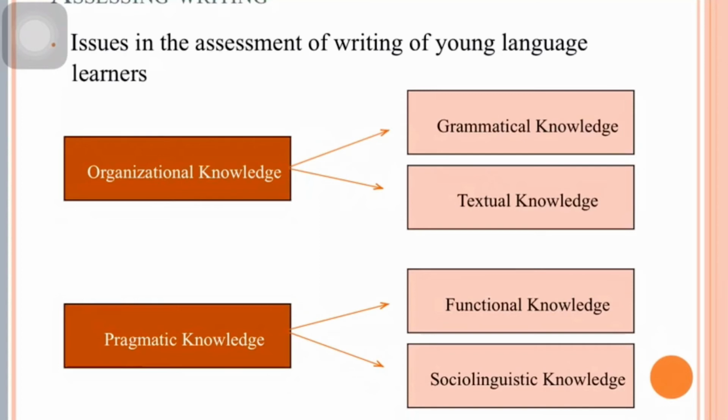For the pragmatic knowledge, we have functional knowledge and social linguistic knowledge. The functional knowledge, the children need to be able to write to achieve the purposes they wish to achieve. And then social linguistic knowledge, the children need the required knowledge and experience of the target language culture to be able to convey their meaning to their audience.